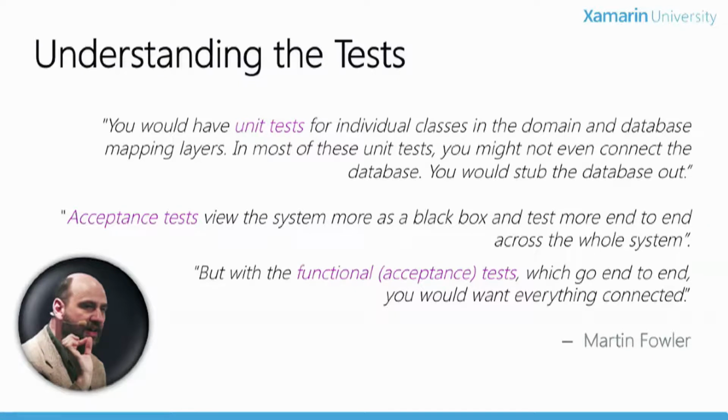So doing things like stubbing the database out or simulating what a database or network call might be doing allows you to do that. So acceptance tests test the system more as a black box and test more end-to-end across the system. But with the functional acceptance tests, which go end-to-end, you'd want everything connected. So you might use a system like Calabash here, or you may even use a service like Test Cloud.